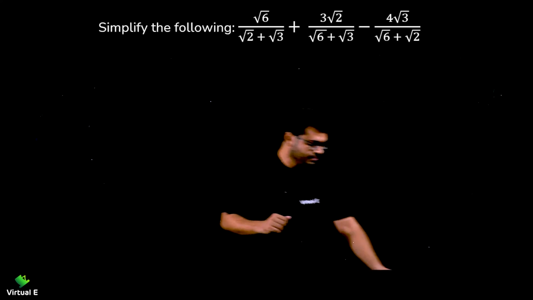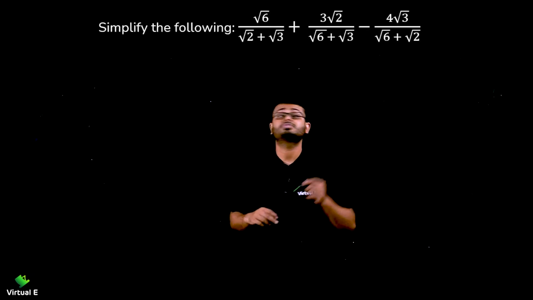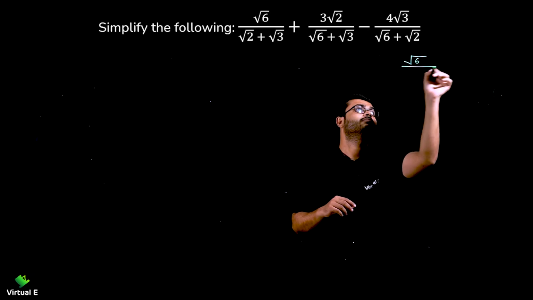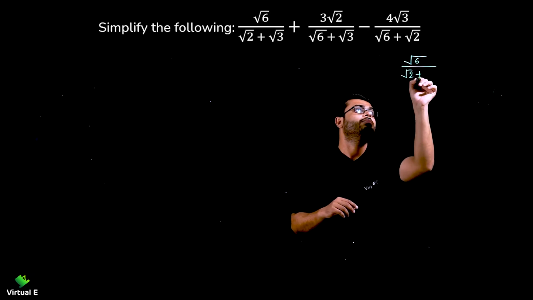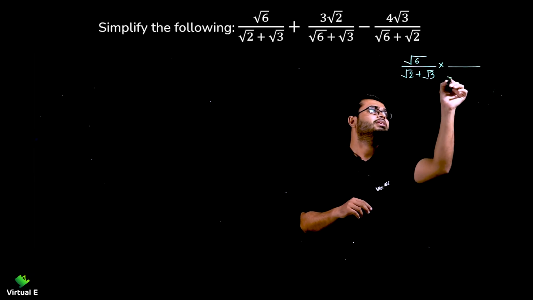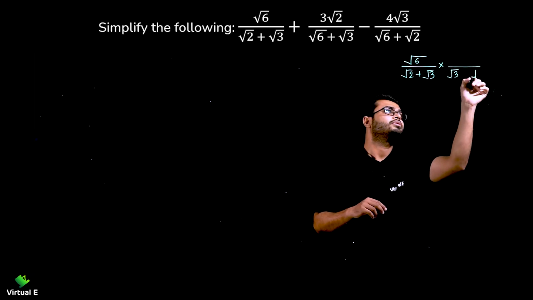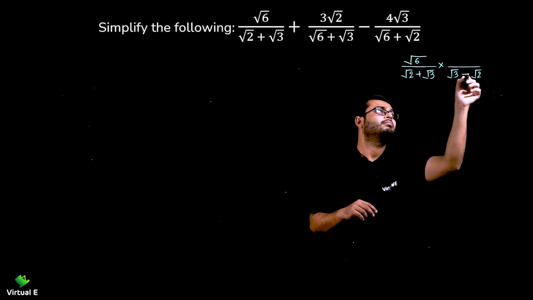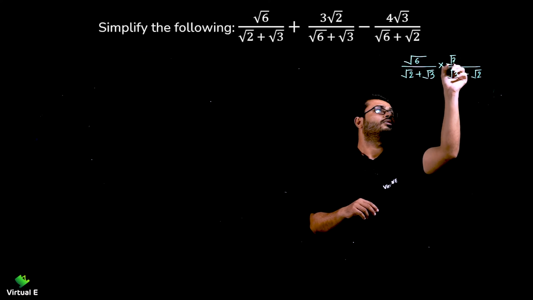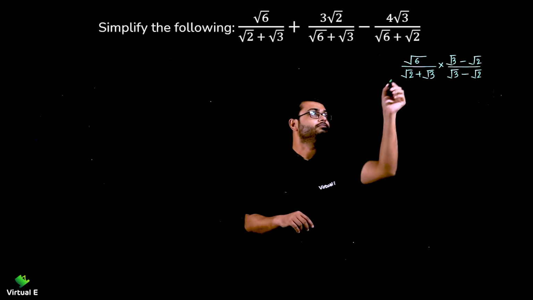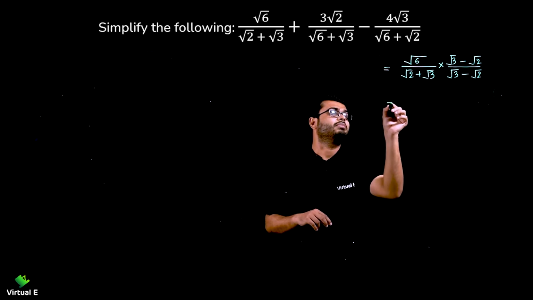So let's start with the simplification. First, root 6 by root 2 plus root 3. Now we know what we are supposed to do. Let's write the numbers as they are, root 3 and root 2. As it is plus, we are going to write minus over here, and root 3 minus root 2. Done? Now let's start with the multiplication.